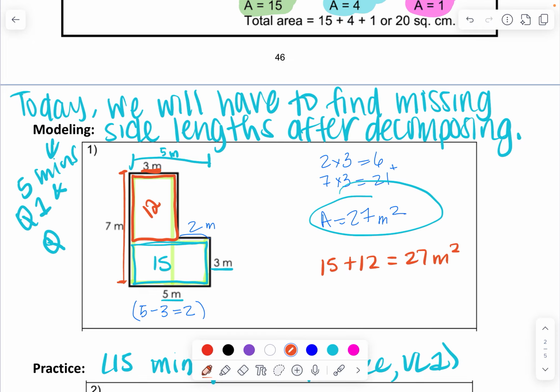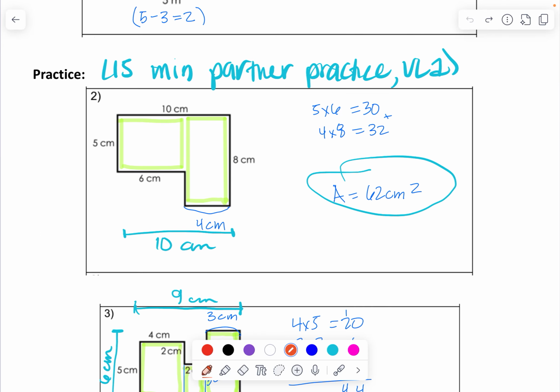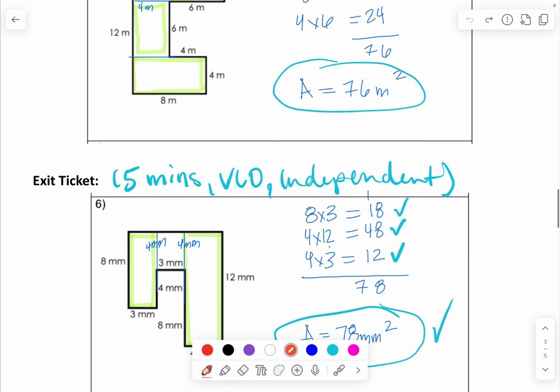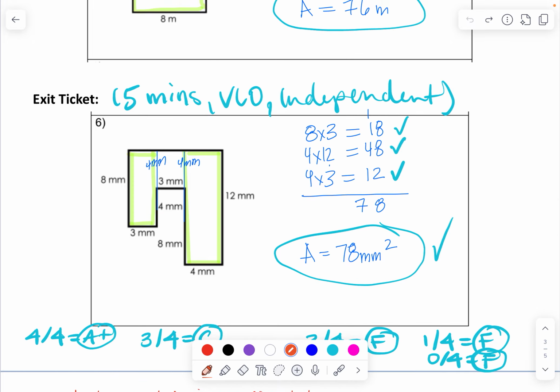So again, just like yesterday, it does not matter how you decompose it as long as the entire shape has been accounted for. Okay? So after you are done with your model, you are going to launch students into 15 minutes of partner practice time. It's only 4 questions. And then 5 minutes on their exit ticket. Exit ticket is a lot more challenging because there are essentially 3 different parts that they're going to have to break the shape up into.